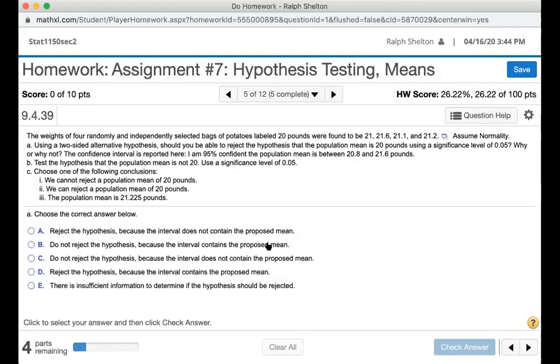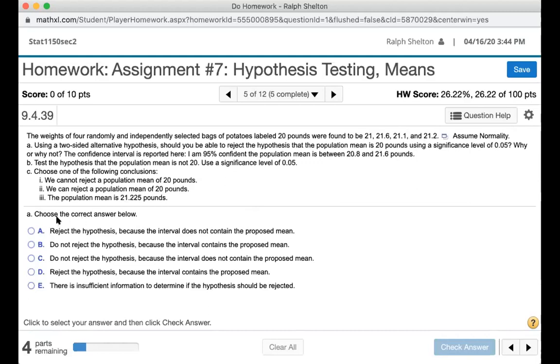All right, the weights of 4 randomly selected bags of potatoes that are labeled 20 pounds, and here are the weights. Assume normality. Once again, we have a small sample size, but our population is normal. Because we have a small sample size, we have to use the t-distribution. We can't use z when n is less than or equal to 25, and n here is 4.